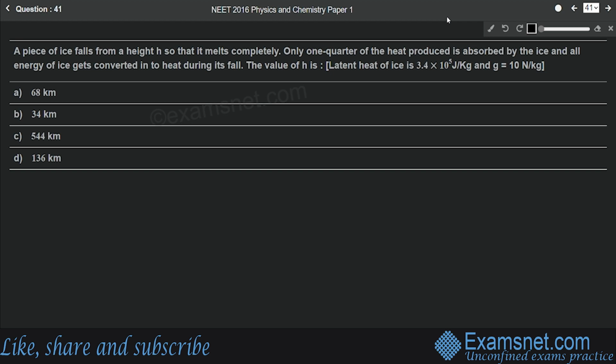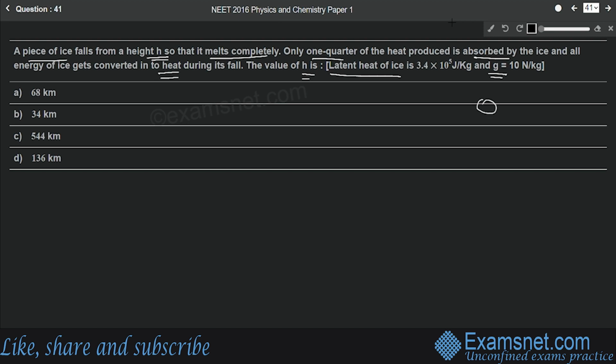Question number 41 is from the chapter Thermal Properties of Matter, and the question is: a piece of ice falls from a height h so that it melts completely. Only 1/4 of the heat produced is absorbed by the ice and all energy of ice gets converted into heat during its fall. The value of h is, okay, so we have to find out the height h. Latent heat of ice is given and acceleration due to gravity is given.